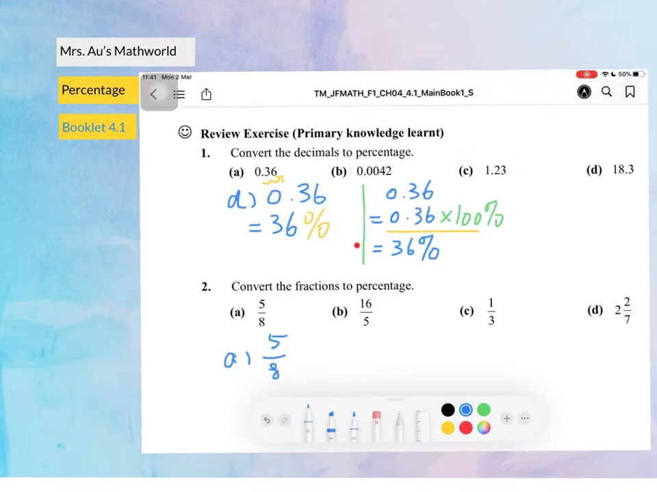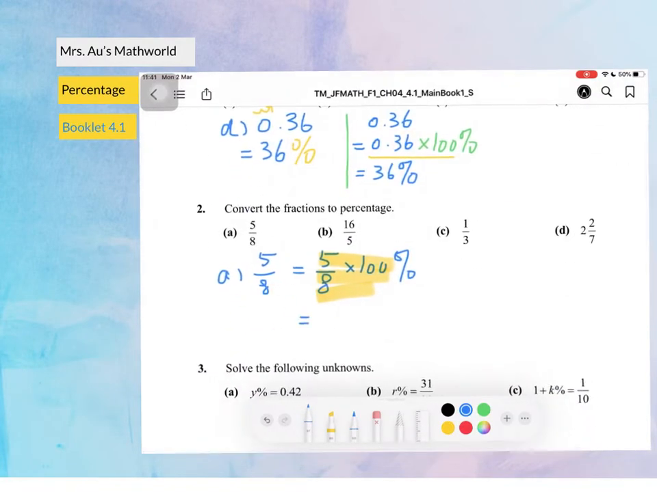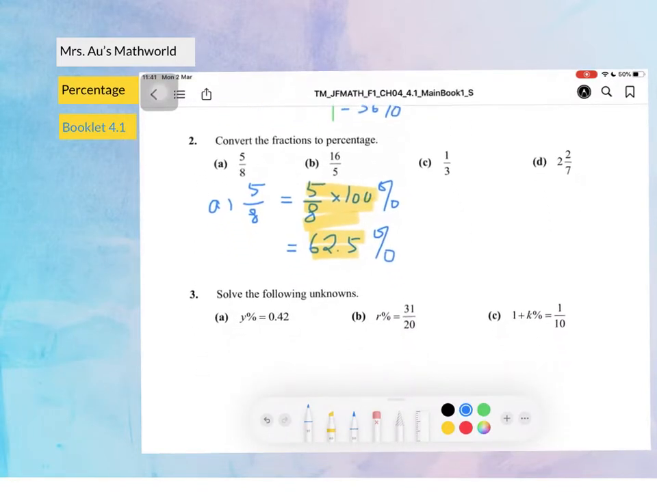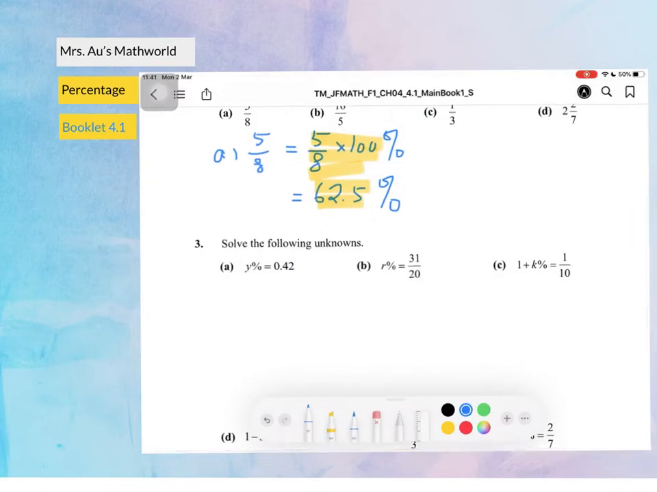But why do we use this method? Because we can use it to convert fractions to percentages. We are using the same method. For a fraction, to make a percentage, multiply by 100%, then multiply all the things inside, and you will get 62.5. After that, put back the percentage sign. So this is the basic thing.